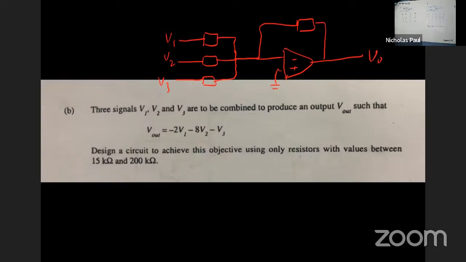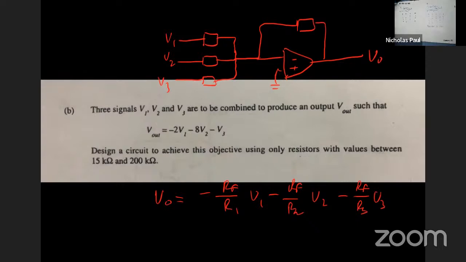Remember the formula? The formula is minus RF on R1 by V1, minus RF on R2 by V2, minus RF on R3 by V3. So we're not really allowed to change RF. RF is the one that's the same in all the formulas, all the little fractions. We need to get some values for each one of them.